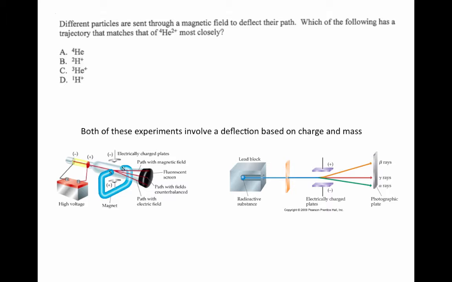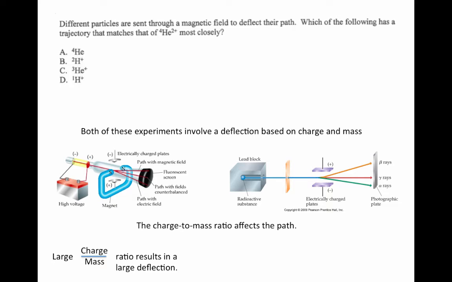That's how J.J. Thomson ended up determining the charge to mass ratio for the electron, and how we see that different alpha and beta particles are deflected differently and in different directions because they have different charges and different charge to mass ratios. In both cases, it's this charge to mass ratio that affects the path. A large charge to mass ratio results in a larger deflection. Now this could be because maybe the charge is large or because the mass is small. In either case, it's the charge to mass ratio that affects a particular path.